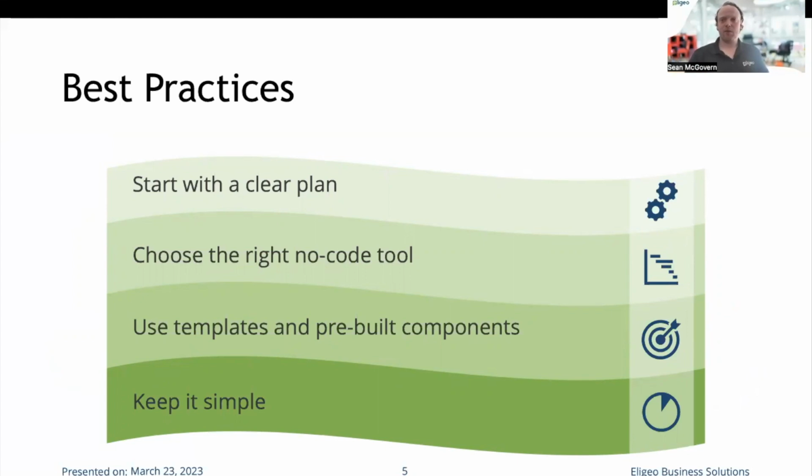However, to make the most of this no-code solution, it's important to follow some best practices. These were the four that we believe at Eligio are the best things to keep in mind when you're looking at starting a new CRM system. So you want to start with a clear plan. Before you begin using a no-code solution, it's really important that you take the time to define your goals and objectives and decide what you really want to achieve. And then from there, it'll help you make that decision and feel more comfortable when you're making the right choice.